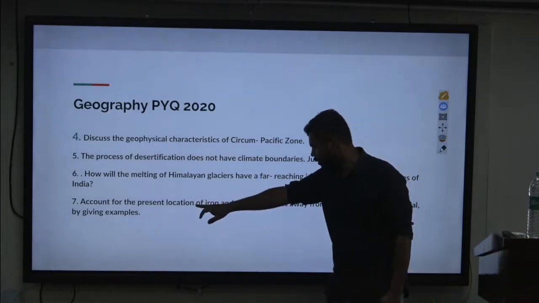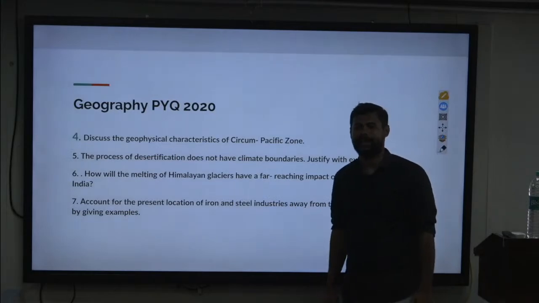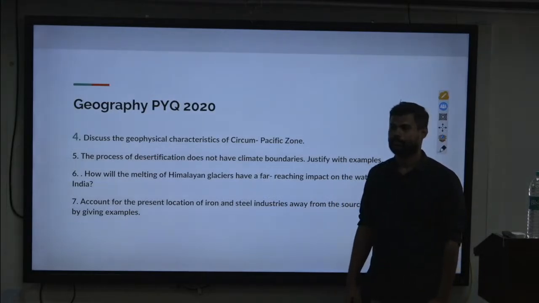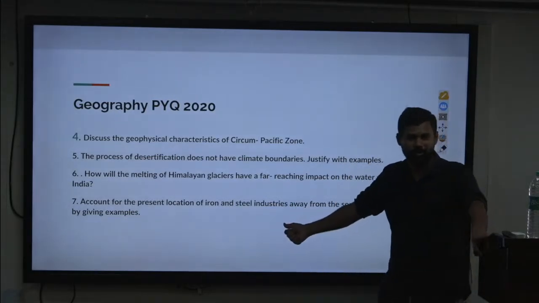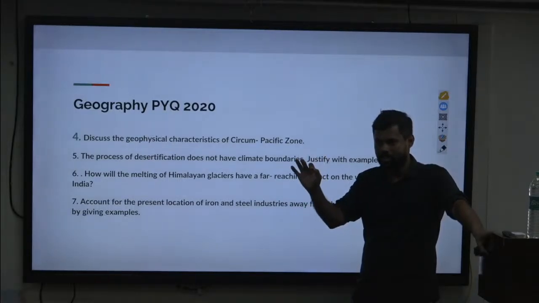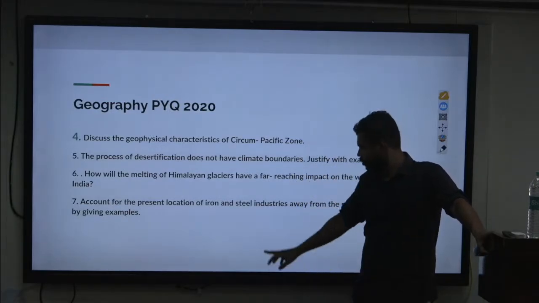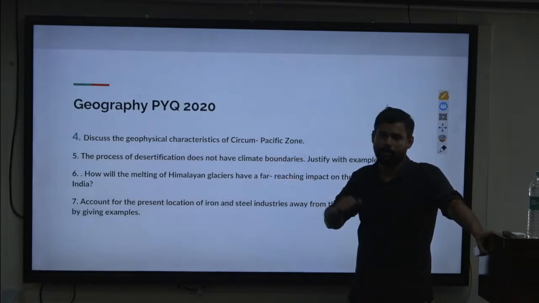Next, account for the present location of iron and steel industries away from the source of raw material by giving examples. Now we came back to economic geography. How will you write this answer? What is the iron and steel industry mainly dependent upon? Correct. So they are telling it is moving away from raw materials.